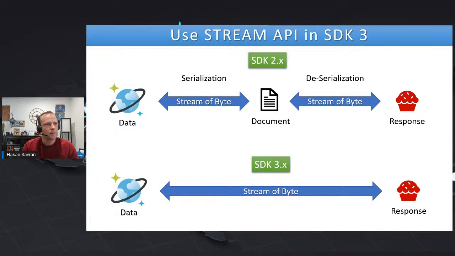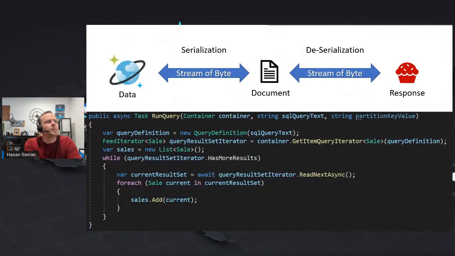In SDK 3, you can actually pull the data from the Cosmos DB and give the client the JSON document directly, without converting the object to order, product, user, whatever. So you can just send it directly. So let's see how this actually works. So this is the SDK 2.x.